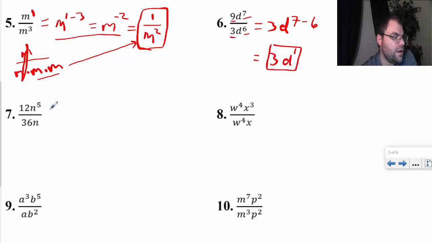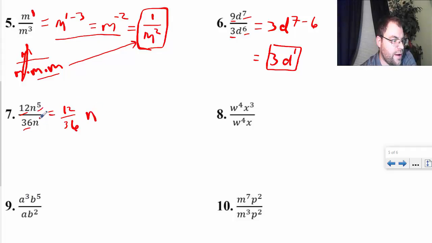Right? So we're going to say this is 3 times d to the power of 1, or 3d is basically what the answer is. Here we got coefficients again. We're going to divide these. This is going to give us 12 over 36, and then we have the powers of n. So we got n. It's the top exponent minus the bottom. Remember the bottom one is 1 if you don't see an exponent, so this is going to be n to the power of 5 minus 1.